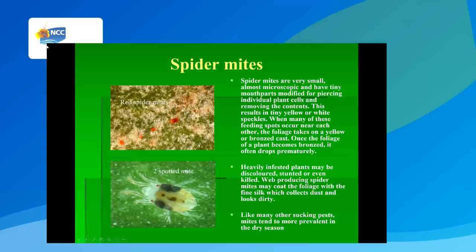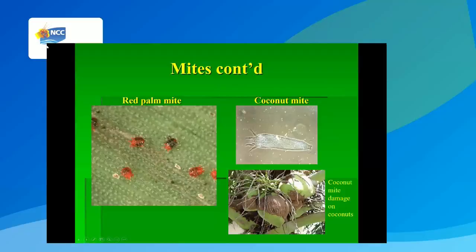And in addition to that discoloration, the plants can become stunted or even killed if the infestation is high. There are also some species that produce webs, like spider webs. It can coat the leaves and other parts of the plants and collect dust, and it makes the plants look really dirty and ugly. Next slide, please.